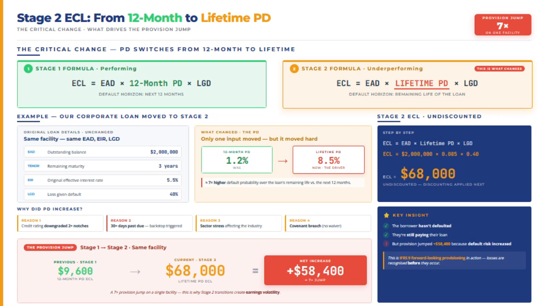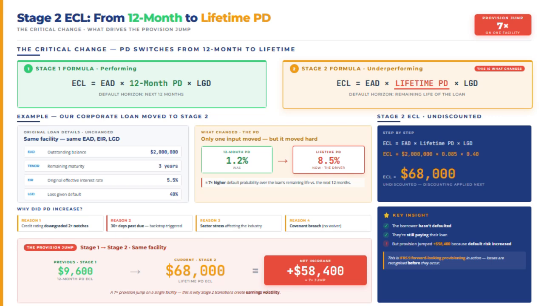So the facility here in our example is staying the same. EAD here is still 2 million, and the remaining maturity is still 3 years. The EIR is still 5.5%, and LGD is still 40%. But the PD changes dramatically. If you look at it, in stage 1, 12-month PD was just 1.2%. And in stage 2, the lifetime PD jumps to 8.5%.